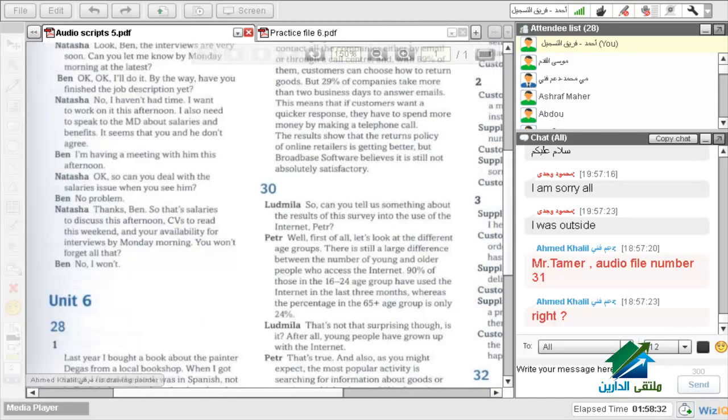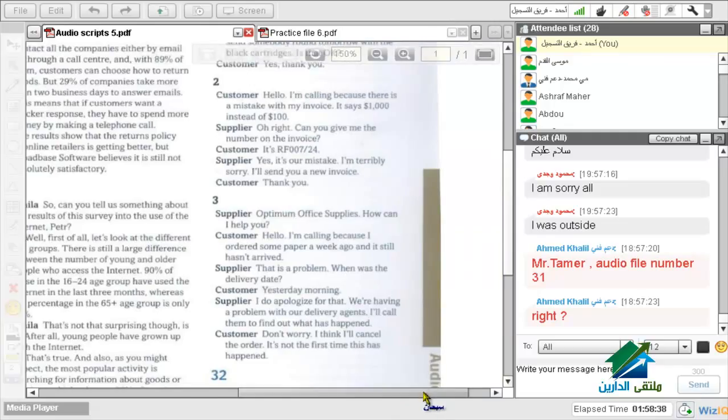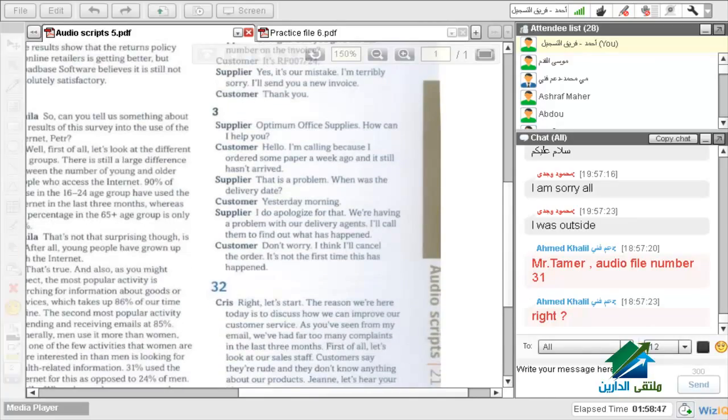3. Optimum Office Supplies. How can I help you? Hello. I'm calling because I ordered some paper a week ago and it still hasn't arrived. That is a problem. When was the delivery date? Yesterday morning. I do apologize for that. We're having a problem with our delivery agents. I'll call them to find out what has happened. Don't worry. I think I'll cancel the order. It's not the first time this has happened.